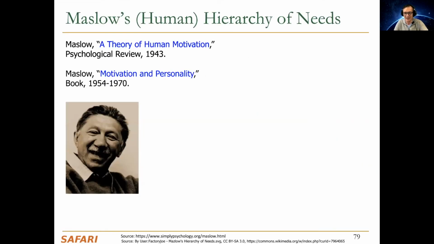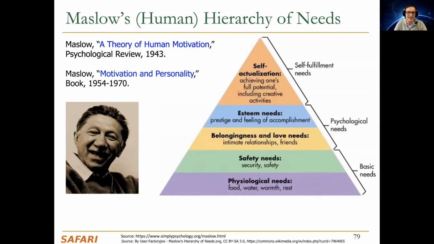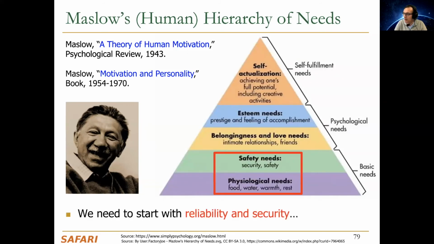I guess before we conclude, maybe I will quickly mention this. So basically, we're talking about reliability and security, right? And reliability and security and safety are really at the bottom of the hierarchy of needs. This is the Human Hierarchy of Needs by Abraham Maslow, who is a famous American psychologist who essentially dedicated his life to understanding why humans do the things they do. And in the end, because of his dedication.